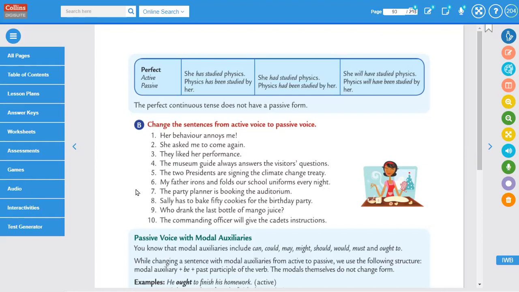And school uniforms are ironed by my father every night. It will begin with our school uniforms. Ma'am, our school uniforms are ironed and folds by my father. No. It won't be irons and folds. It's wrong. Rethink again. Rethink.